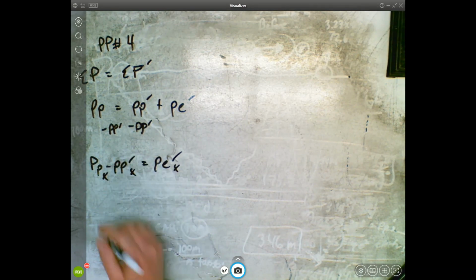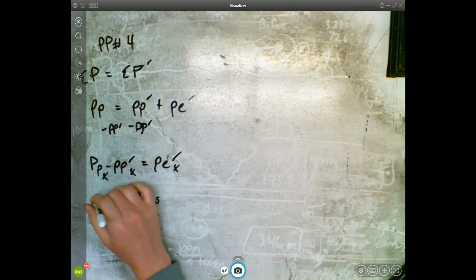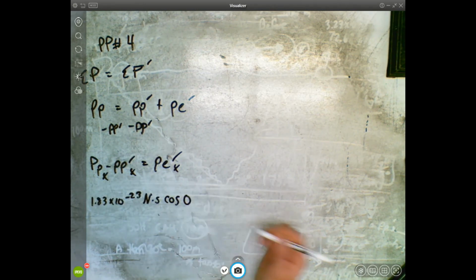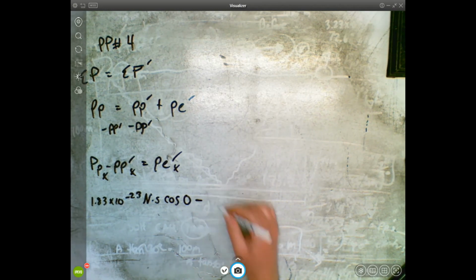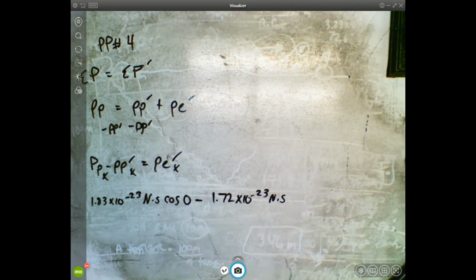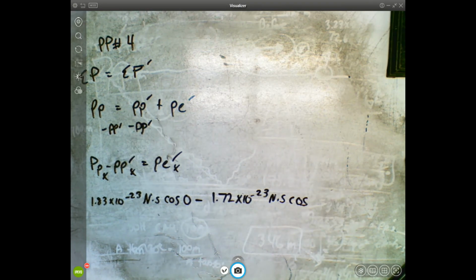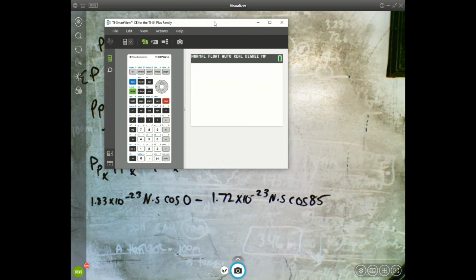So this is super easy because they give you the momentum. You don't even have to break that one up. So they say that before it has 1.83 times 10 to the negative 23 Newton seconds of momentum. And to make it in the x, we just cos of 0, and then we subtract the final momentum, which is 1.72 times 10 to the negative 23 Newton seconds, and we go cos of 85, right? So we can plug all that stuff in here.